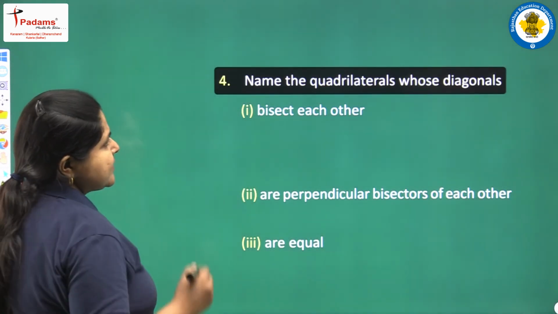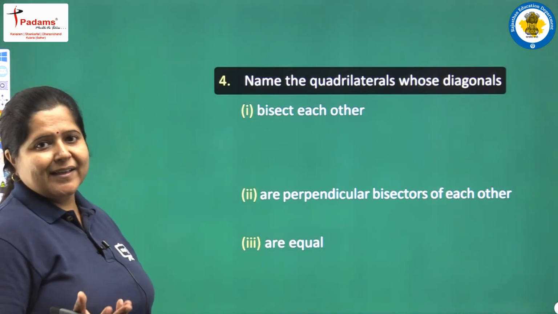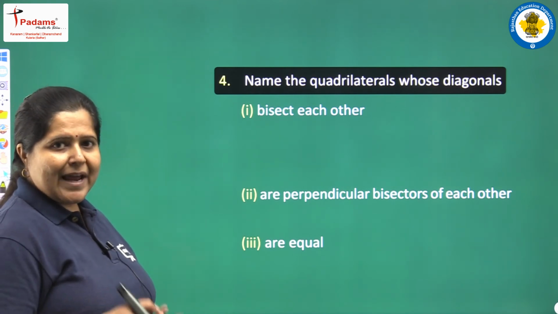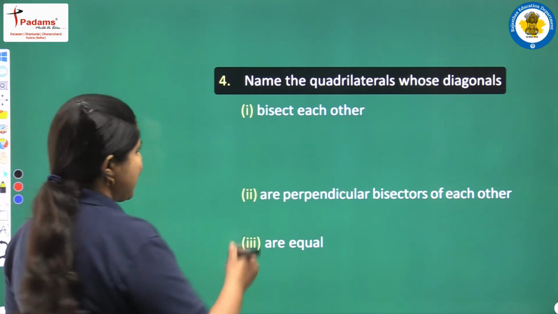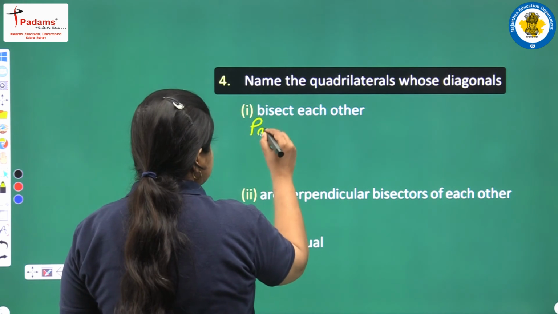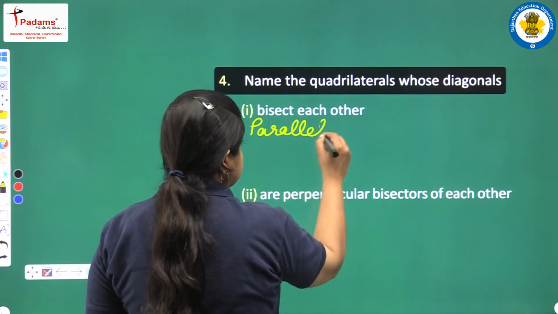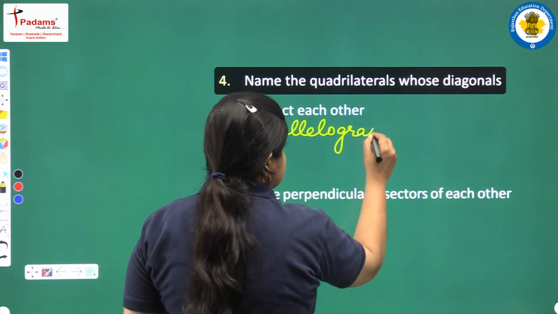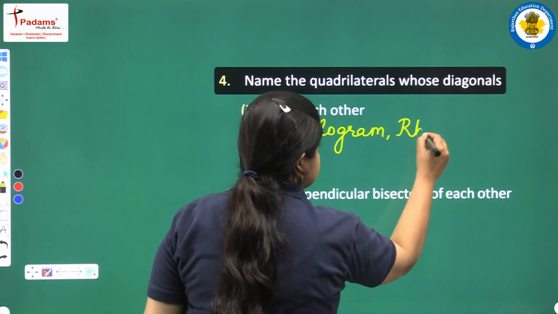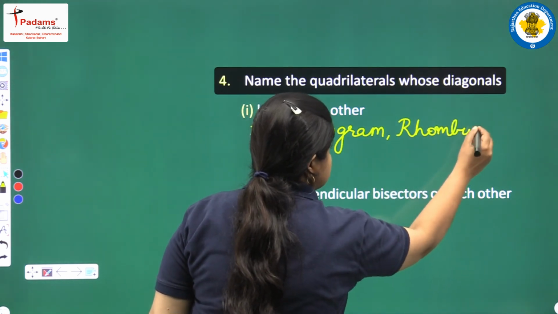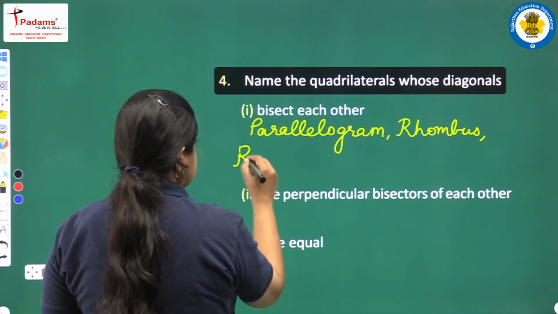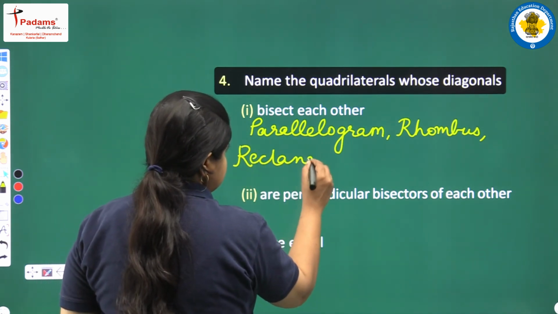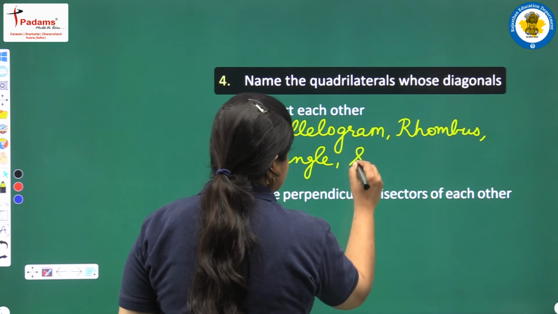Name the quadrilaterals whose diagonals bisect each other. Clearly all the four: parallelogram, rhombus, rectangle and square. Let me write their names. Parallelogram, then rhombus, rectangle and square.